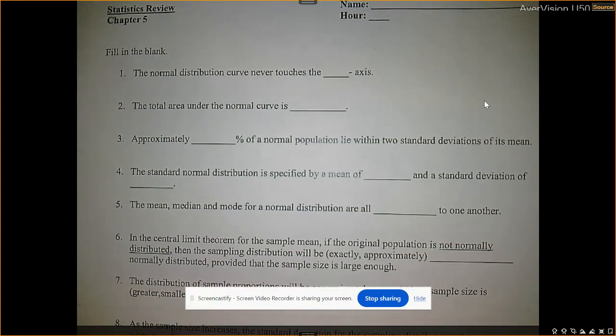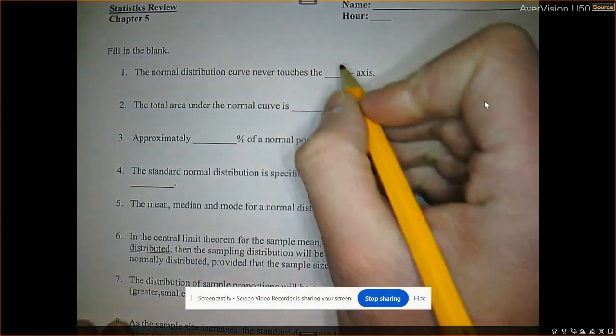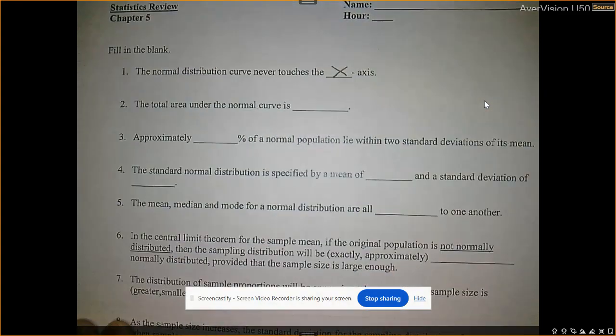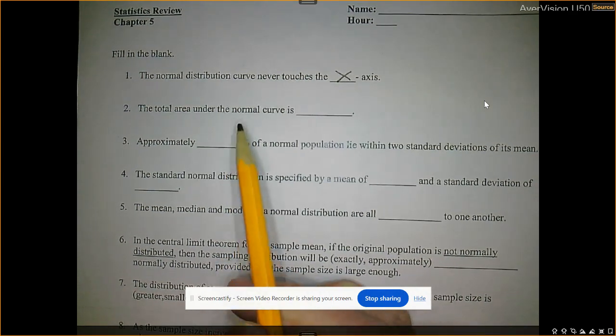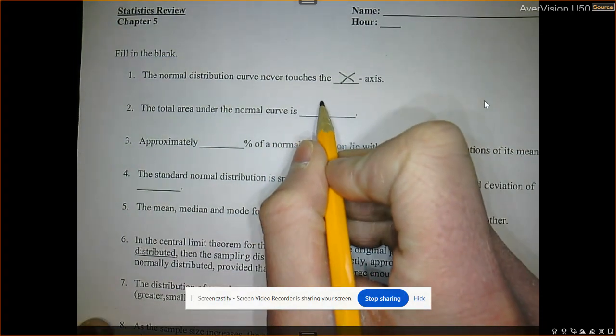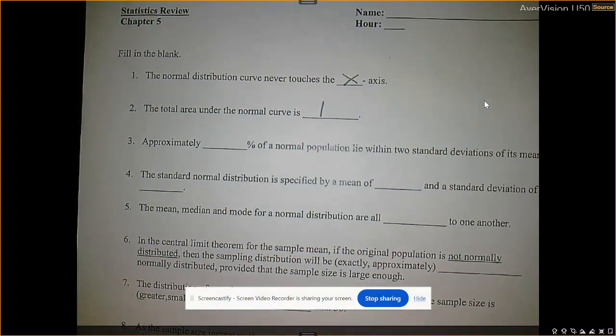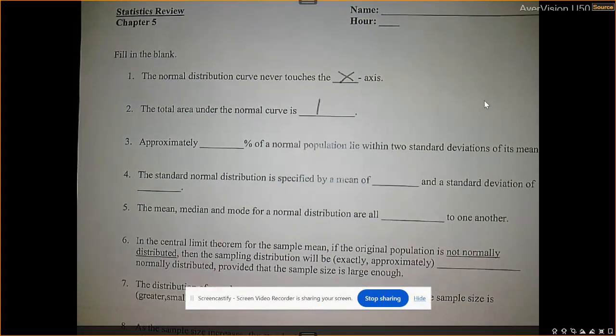So here we go. First one right away, the normal distribution curve never touches which axis? That's your x-axis because it never has a probability of zero anywhere because technically there's a chance for everything. The total area under the normal curve is always one. Okay, total area is one, kind of just like your probabilities have to add up to one.